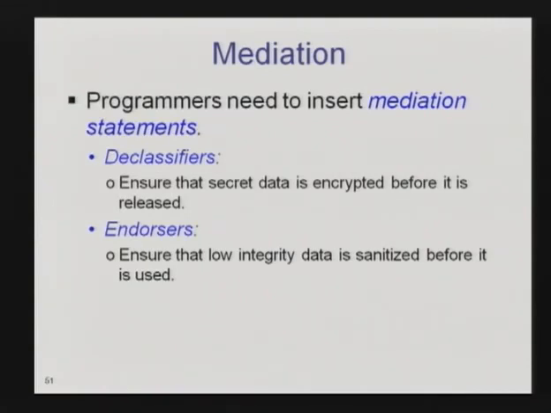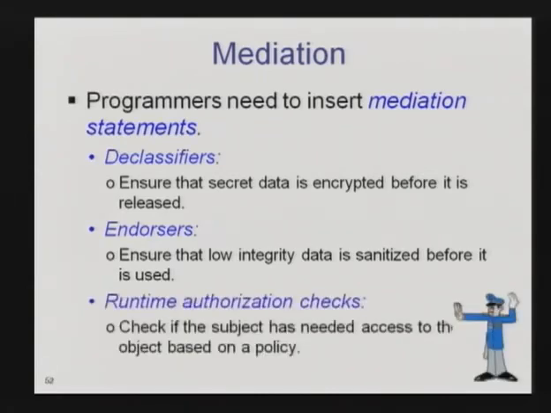Declassifiers ensure that secret data is encrypted before it's released, just like what I just showed you. Endorsers ensure that low integrity data is sanitized before it's used, for example, if your data is coming from a network. So the whole idea is that you want to place these mediators automatically. Okay?